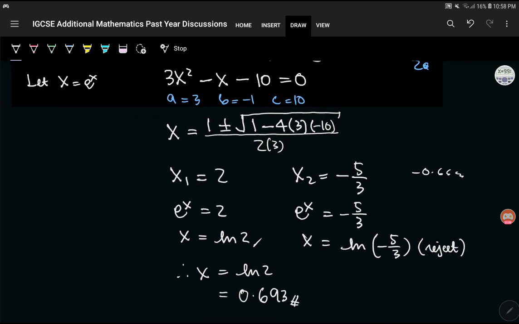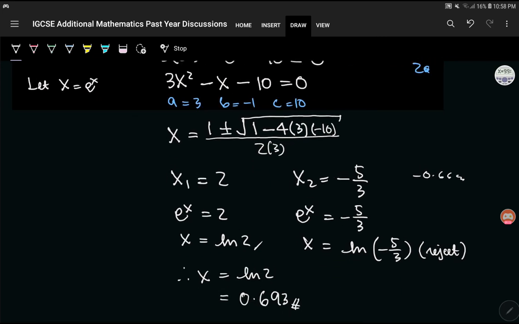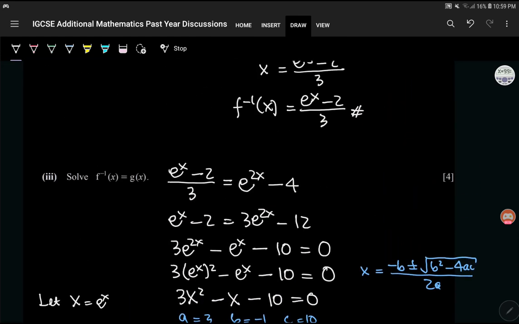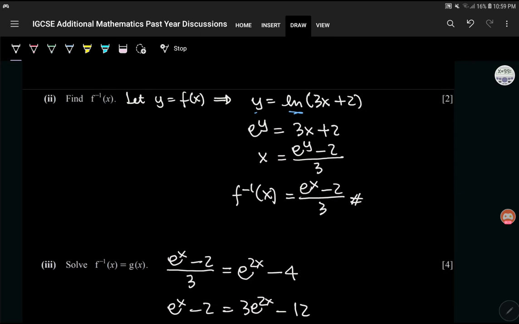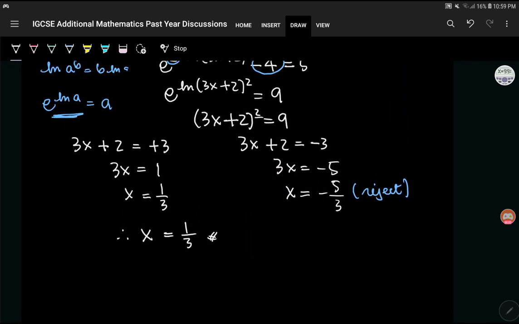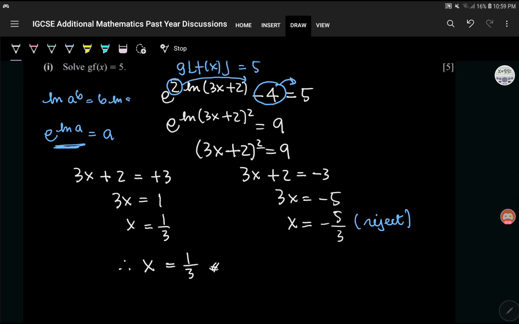Alright. Do you have the same answers as mine? If you don't, please compare your solution with my solution. Where did you get it wrong in your solution?